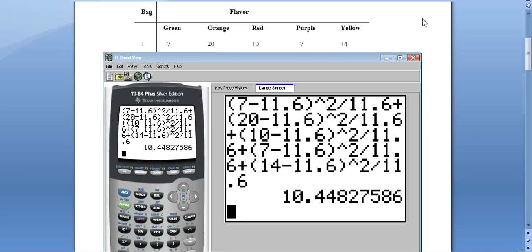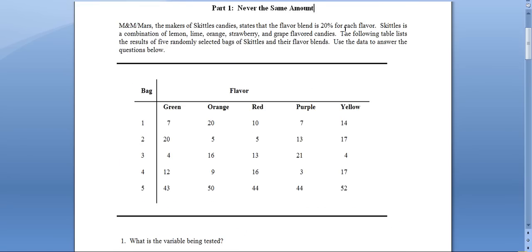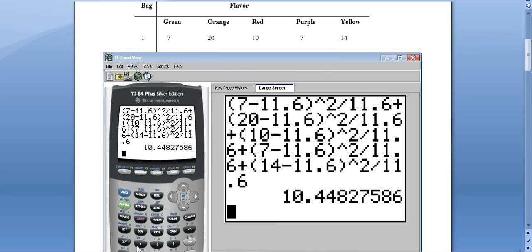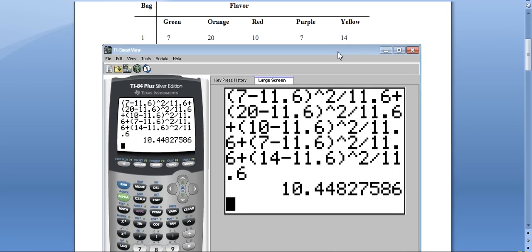So the first thing you need to do is count up how many are in the bag. So we have 7 plus 20 plus 10 plus 7 plus 14, and that gives us 58. Now, if we want to find out the expected value, there's supposed to be 20% of each flavor. So we would expect the exact same number of each color in that bag. So we take 20% of 58, or 0.2 times 58, which is 11.6.